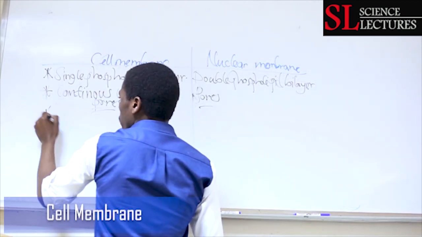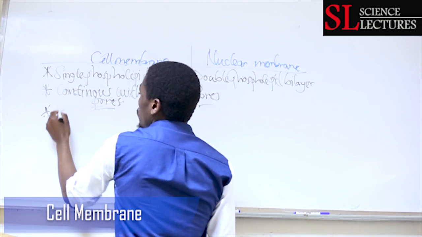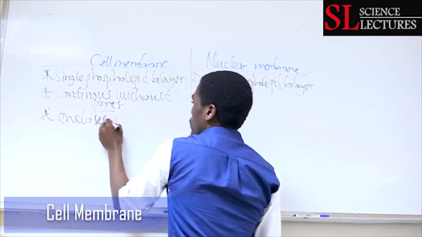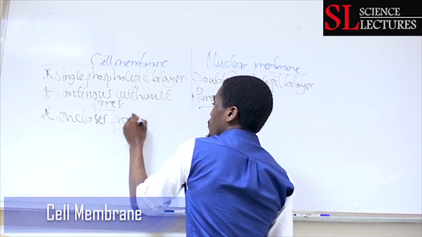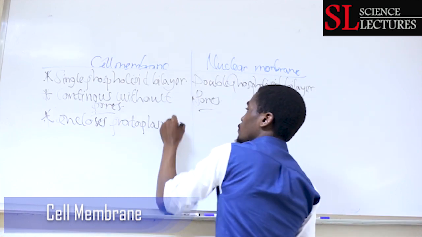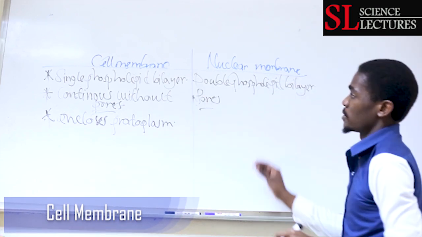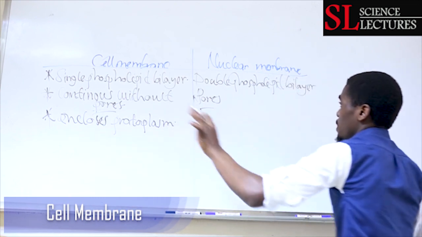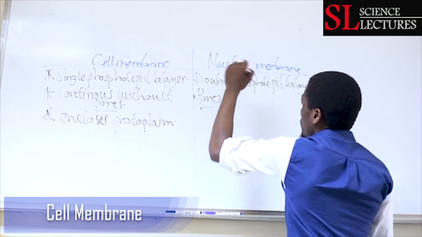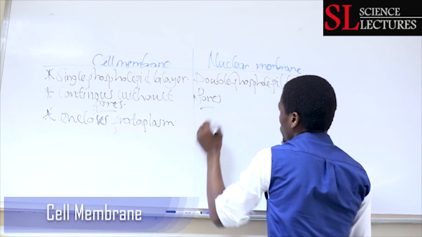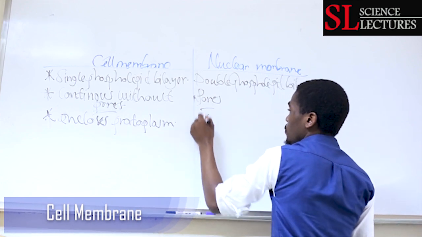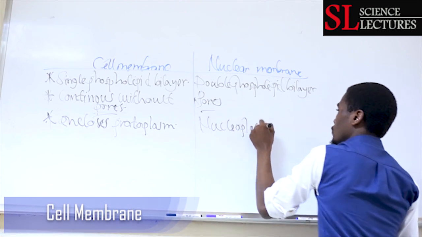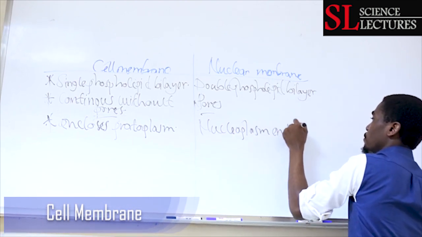Again, the cell membrane encloses the protoplasm. The protoplasm, a combination of the cytoplasm and the nucleus, is enclosed by the cell membrane. The nuclear membrane just encloses the nucleoplasm. The nucleoplasm is enclosed by this membrane.